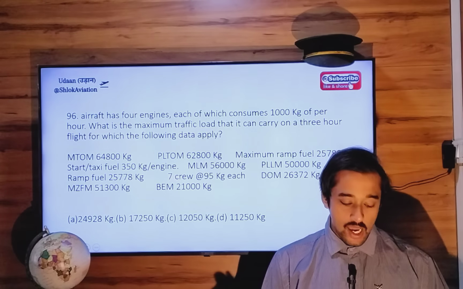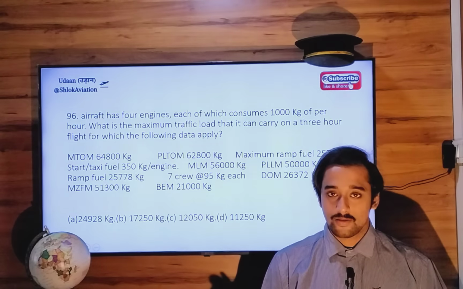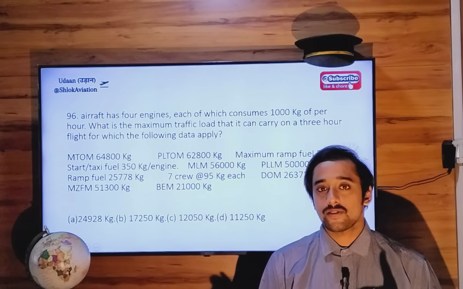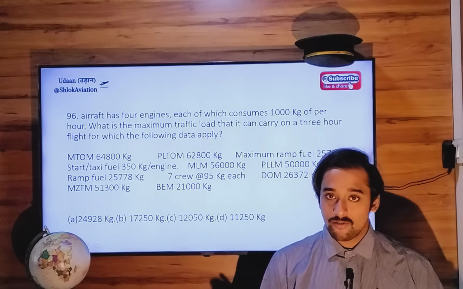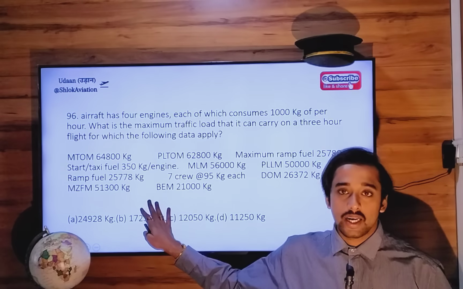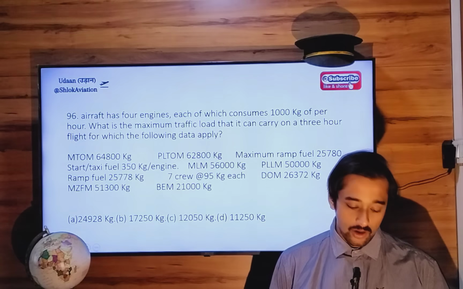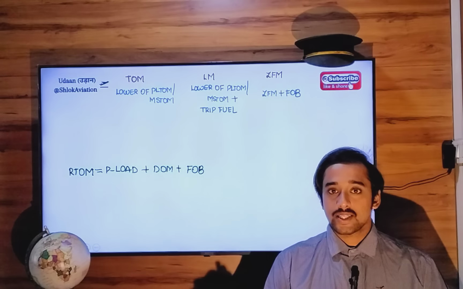Question 96. Aircraft has four engines, each of which consumes 1000 kg per hour. Now this is a type of question which we have done many times before. So this question is no different. It's very similar to them. And then they have given us other conditions. We have to find maximum traffic load. We stick to our basics, that is step 1 and step 2.